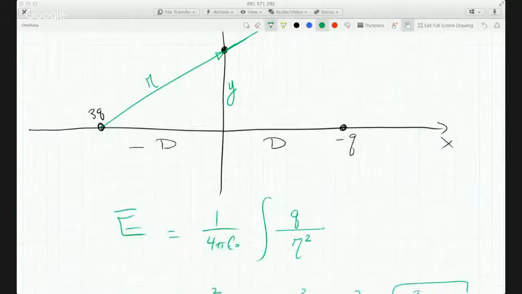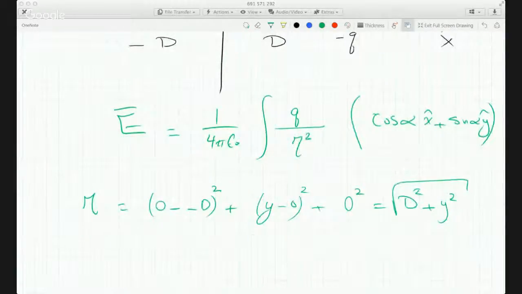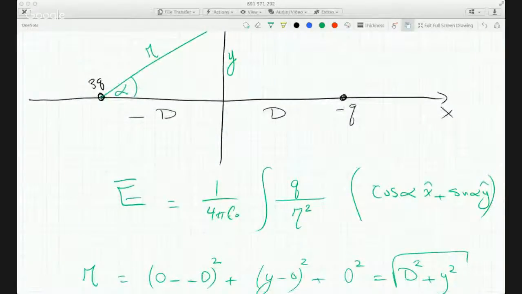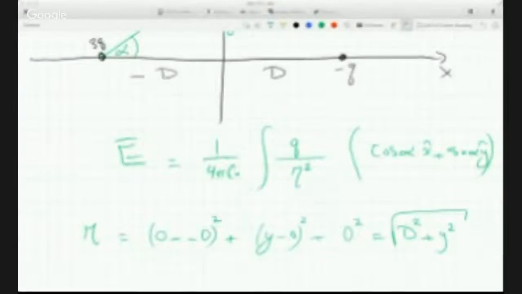Let's say that this angle here is alpha. The direction of this electric field vector will have two components: whatever the magnitude is, times cosine alpha in the x, plus sine alpha in the y. Now just plug them into Coulomb's law.